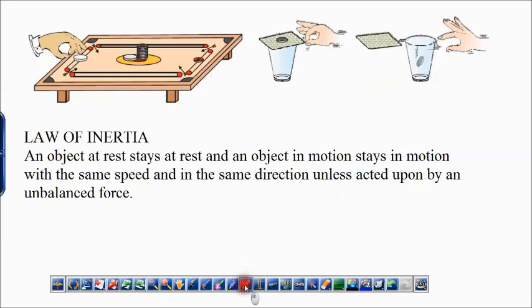The first law of Newton says that an object at rest remains at rest, an object in motion remains in motion, unless an unbalanced force acts on it.